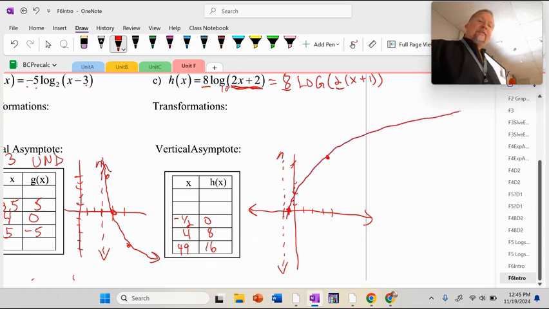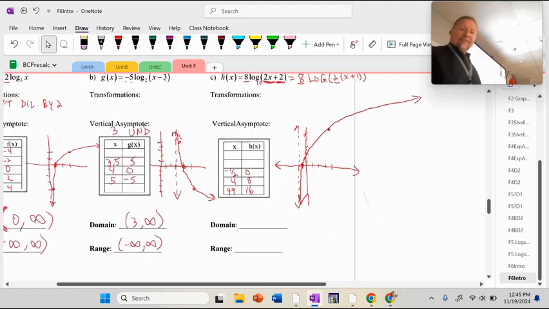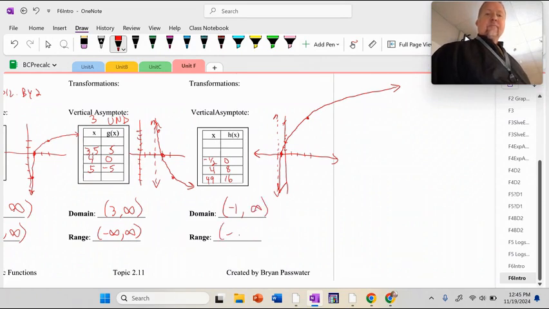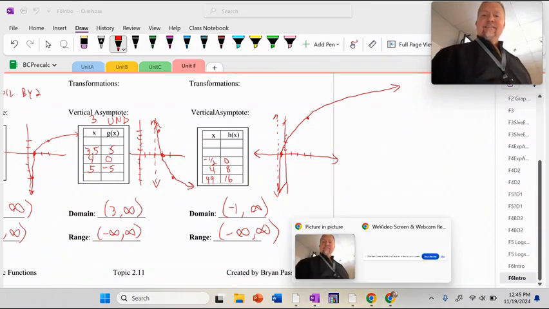Here's what we got. We got this sucker. Nice graph. I like that. Thank you. You're welcome. Who's he talking to? All right. Domain is -1 to infinity. And range. Let's just end this.